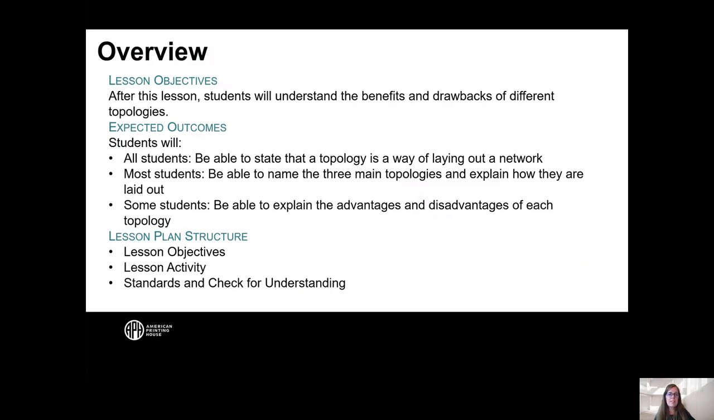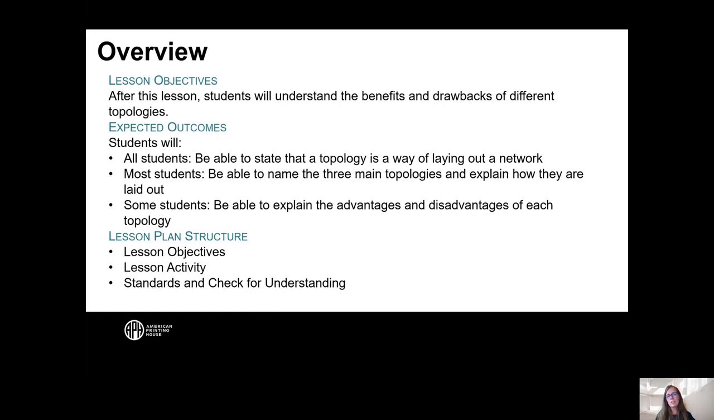So the overview of this lesson is that students will understand the benefits and drawbacks of different topologies. All students will be able to state that a topology is a way of laying out a network. Most students will be able to name the three main topologies and explain how they are laid out. And some students may be able to explain the advantages and disadvantages of each type of topology.